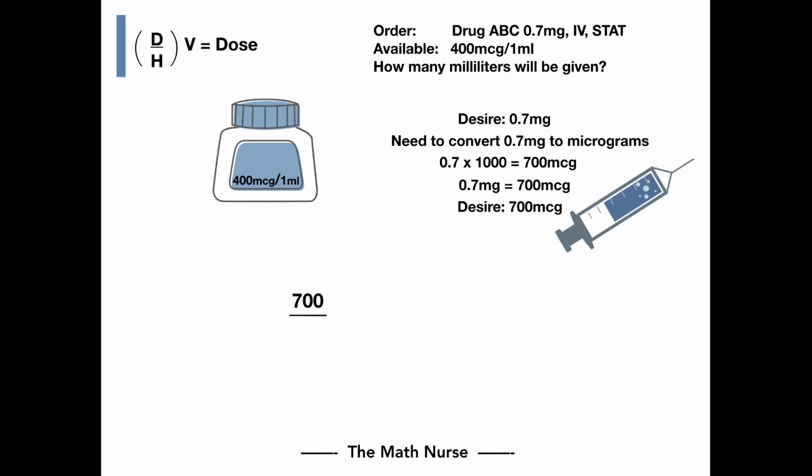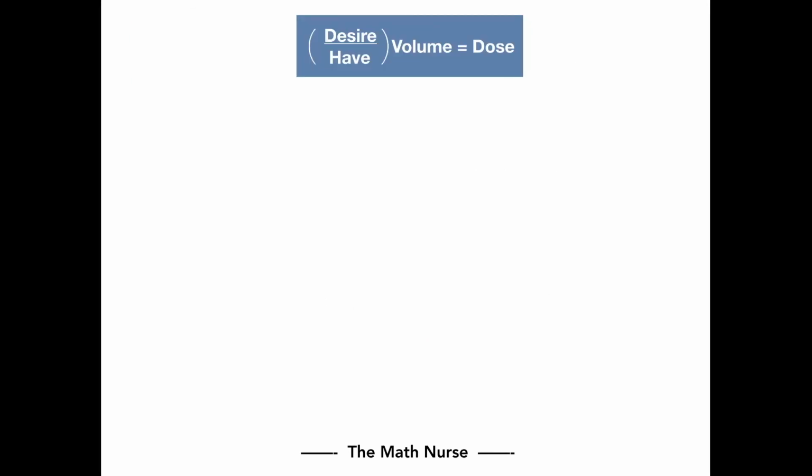I am going to give the patient 700 micrograms. So I take my desire, divide it by what I have, which is 400 micrograms, times it by 1, because I have 400 micrograms in 1 milliliter, and I'm giving the patient 1.75 milliliters. All right, so that is covering the equation desire over have times by volume equals the dose.